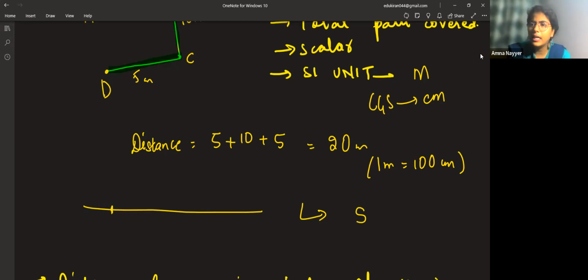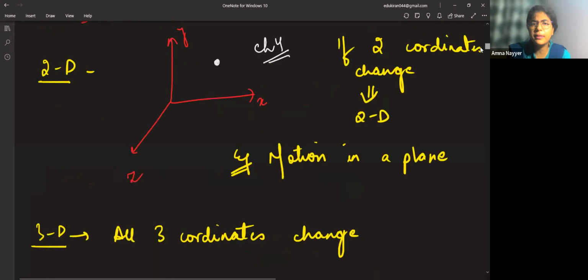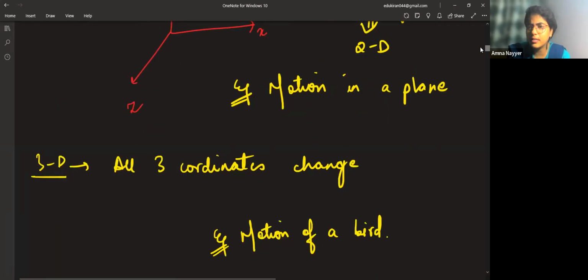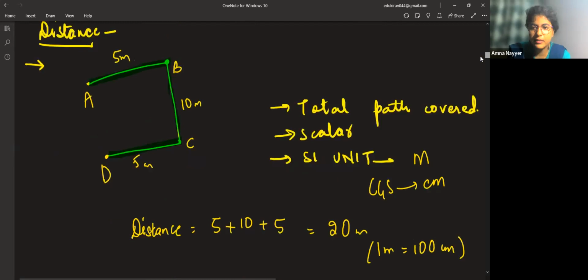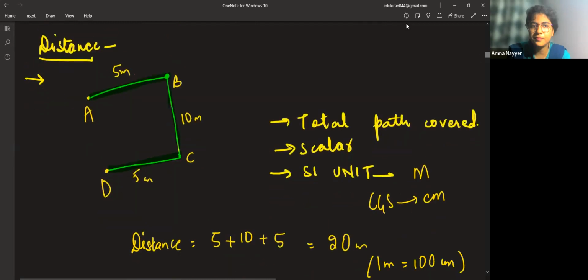So this is enough. Khudeja, just tell me, in the last class, till here you had written, no? All the three coordinates change? Yes, ma'am. All right. So please start writing from here. Distance. All right.